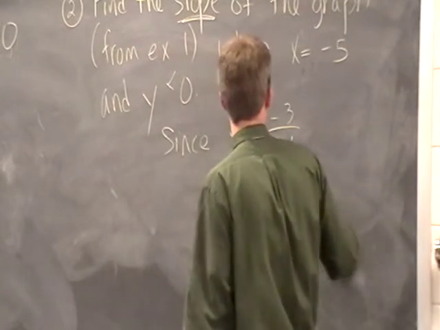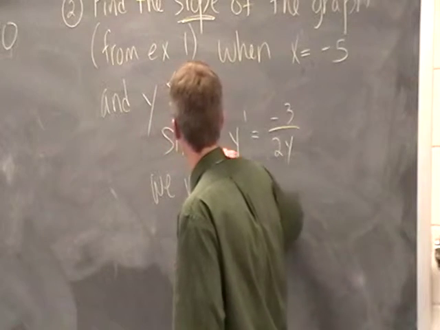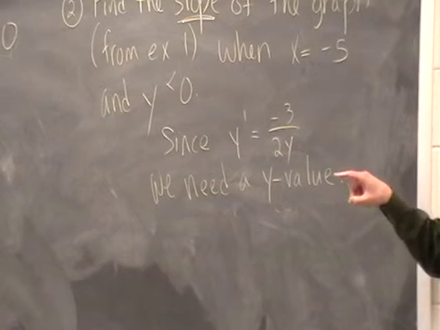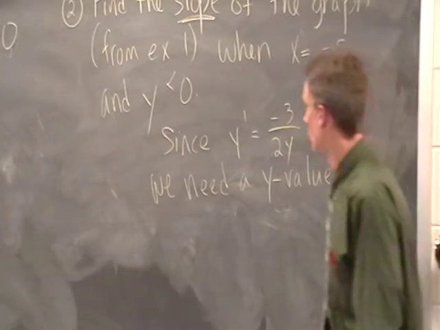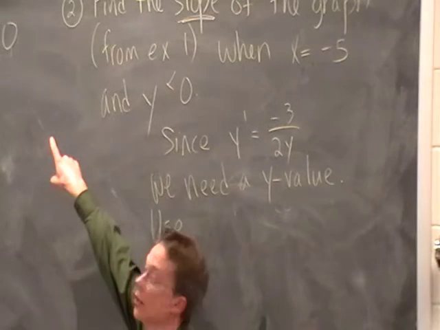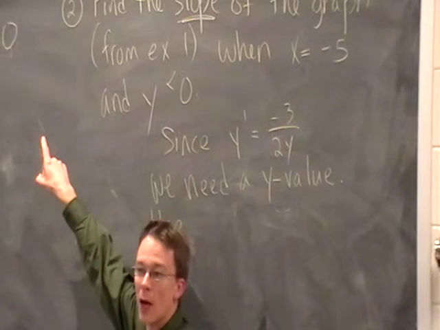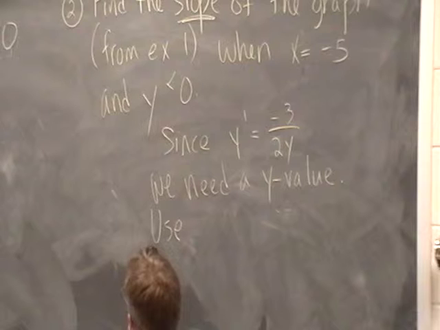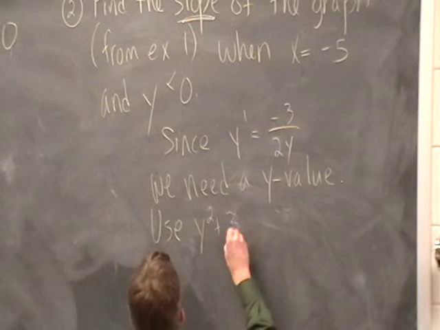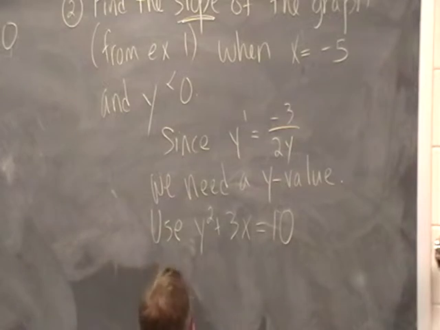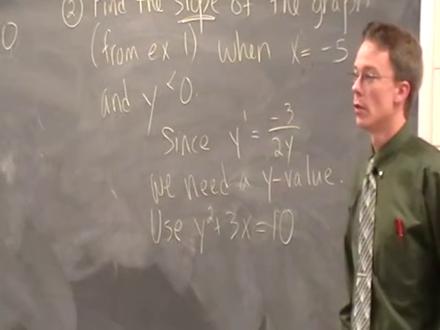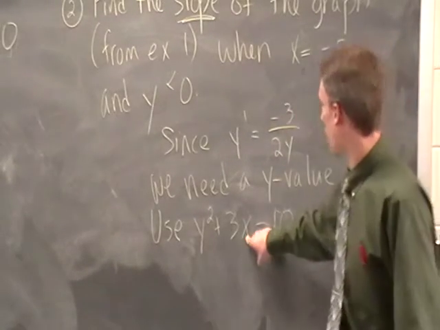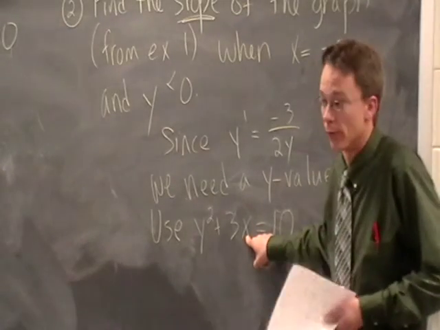So we need a y value so that we can plug it in and get our answer. To get that, we're going to use the original equation. That's what gives you x's and y's instead of x's and slopes. Derivative gets you x's and slopes. So let's say y squared plus 3x is 10, our original equation. What do we know we can plug in now? The -5 can go in for the x. That's why they had to give us that piece of information.